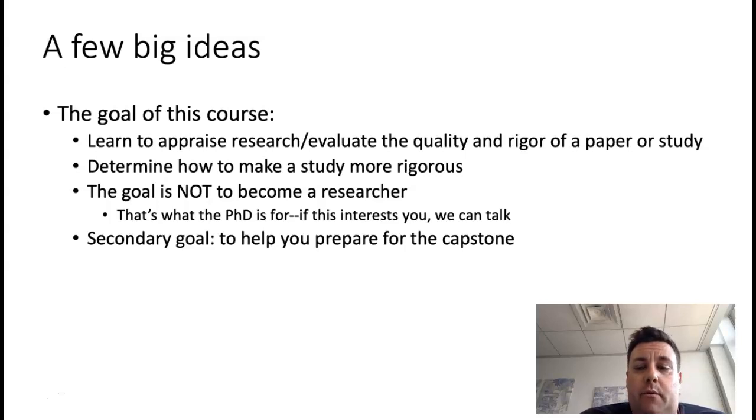The goal of this course really is for you to learn to appraise research. And what I mean by that is that the goal is really for you to learn how to evaluate the quality and rigor of a paper. Part of that is to learn what someone can do to make a study more rigorous, and that'll be part of what we talk about every week. But like I said, the goal here is really for you to identify good research from research that is of lower quality or poorer quality, weaker research.